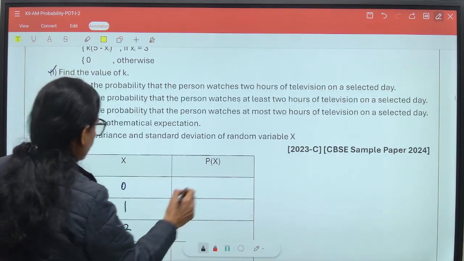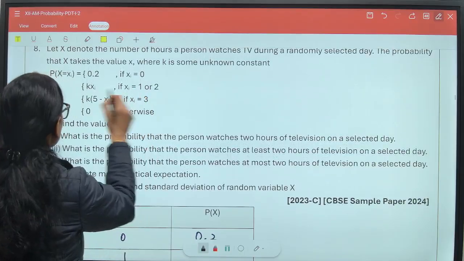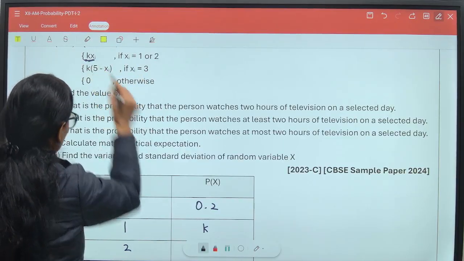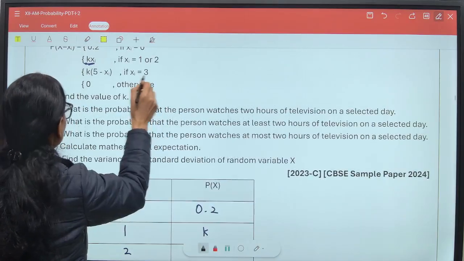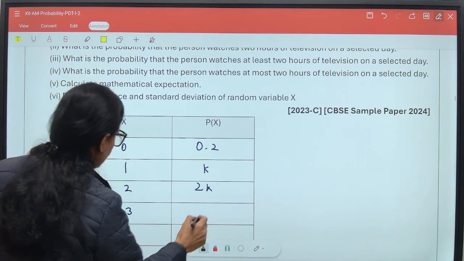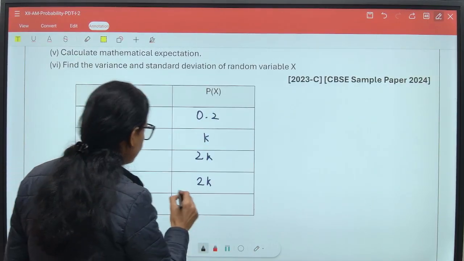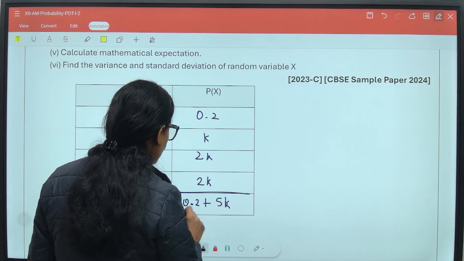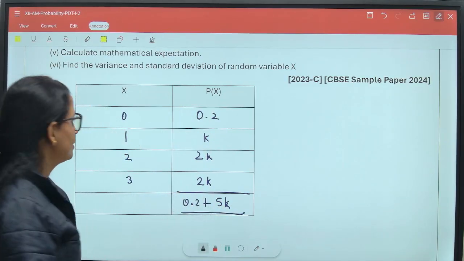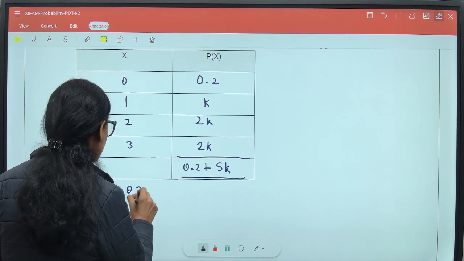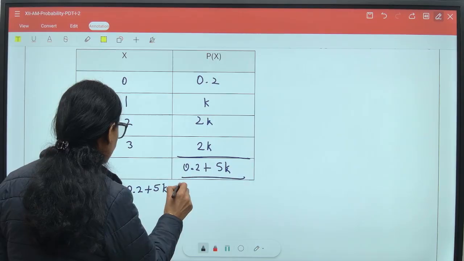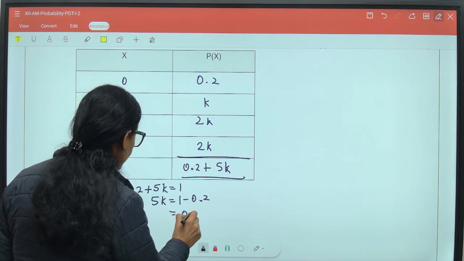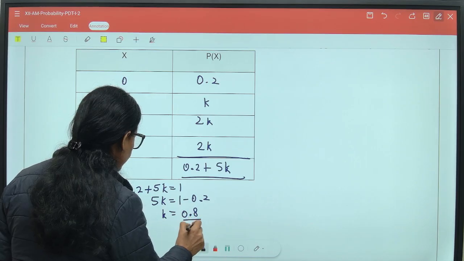If x is 0, it is 0.2. If x is 1, it becomes 1k. If it is 2, then it is 2k. And if it is 3, it is 5 minus 3, that becomes 2k. So these are the possible values. What is the sum of these values? 0.2 plus 5k. As we understand, the sum of all the probabilities should always be 1. That means 0.2 plus 5k is 1. So 5k is 1 minus 0.2, that is 0.8. So k is going to be 0.8 upon 5.